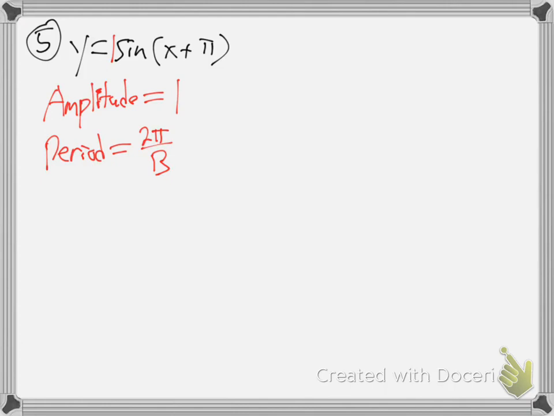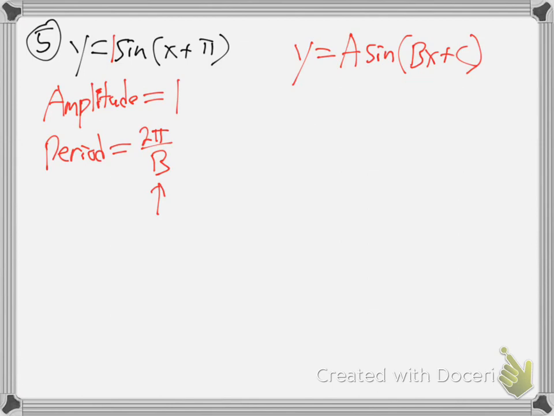2 pi over b. Now, what do I mean by the b? Let me give you the general setup at this point. The general game plan is going to be y equals a sine or cosine of bx plus c. So I'm just setting that up. When I say the period is 2 pi over b, what is b? B is that number next to x. B is whatever is next to x.